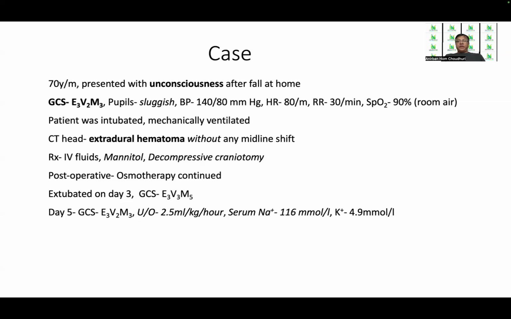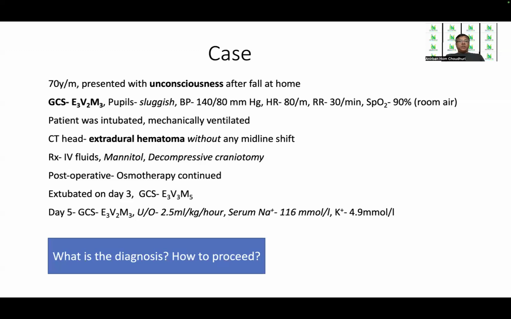However, after 2 days, on day 5, the patient again deteriorated. The GCS became 8 once again. There was diuresis with urine output exceeding 2.5 mL per kg per hour, and serum sodium fell to 116 millimoles. The potassium was slightly raised, but on the upper side of the normal range. The question is, what is the diagnosis and how to proceed?